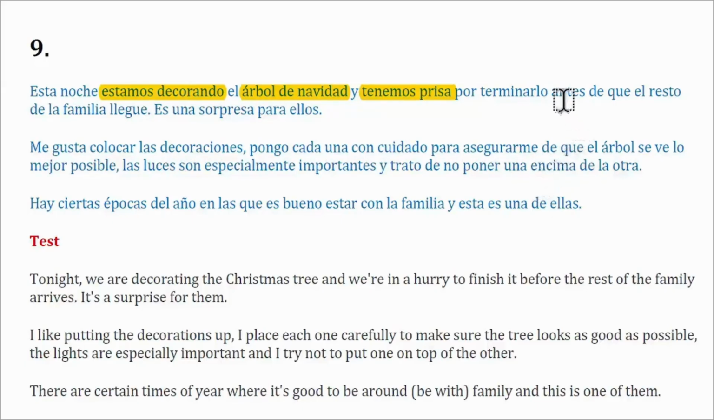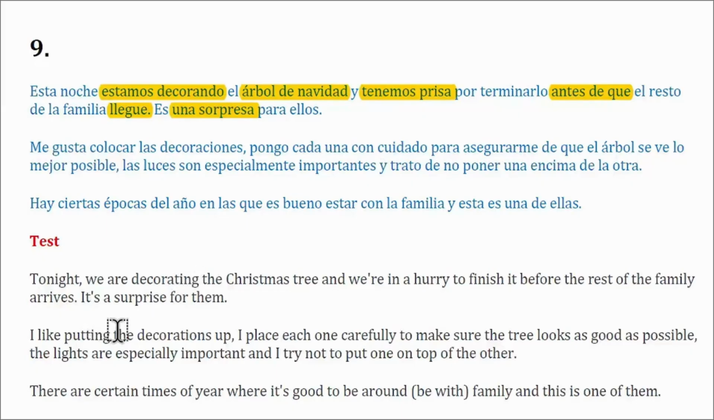Then we have a trigger for the subjunctive. Antes de que el resto de la familia, the rest of the family. Notice that there's no verb here. It waits until the very end. Now we hit the verb, which goes into the subjunctive. They arrive, or it arrives, because it's la familia. So, antes de que el resto de la familia llegue. Es una sorpresa para ellos. So, a surprise, una sorpresa.